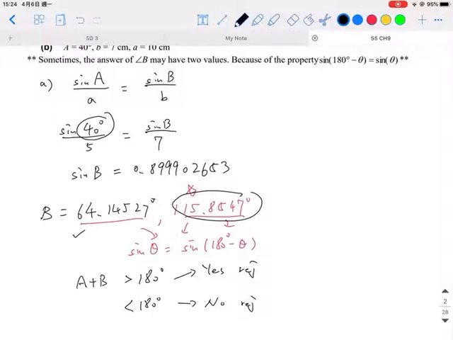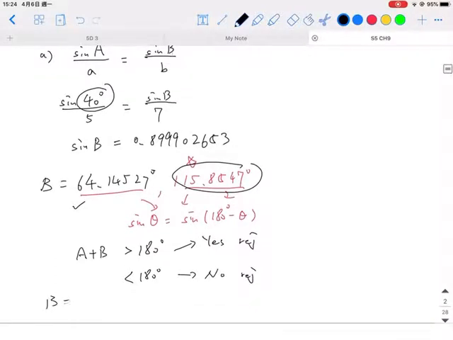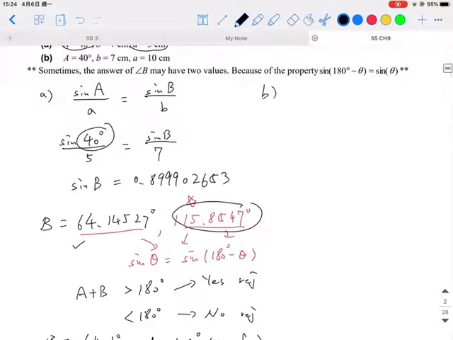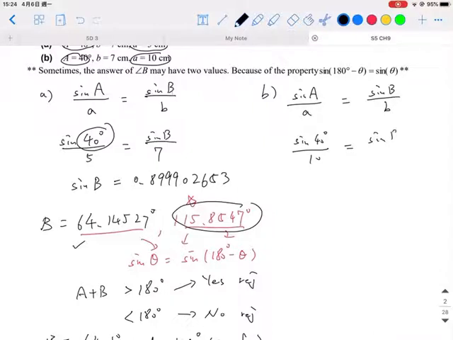So therefore we have two answers, which would be B is equal to 64.1 degrees and 116 degrees. Okay, 3 significant figures. So we try another one, another pair is capital letter A and small letter a. So I can find sine A over a is equal to sine B over b, and substitute A is equal to 40 degrees and small letter a is 10 and equal to sine B over 7.